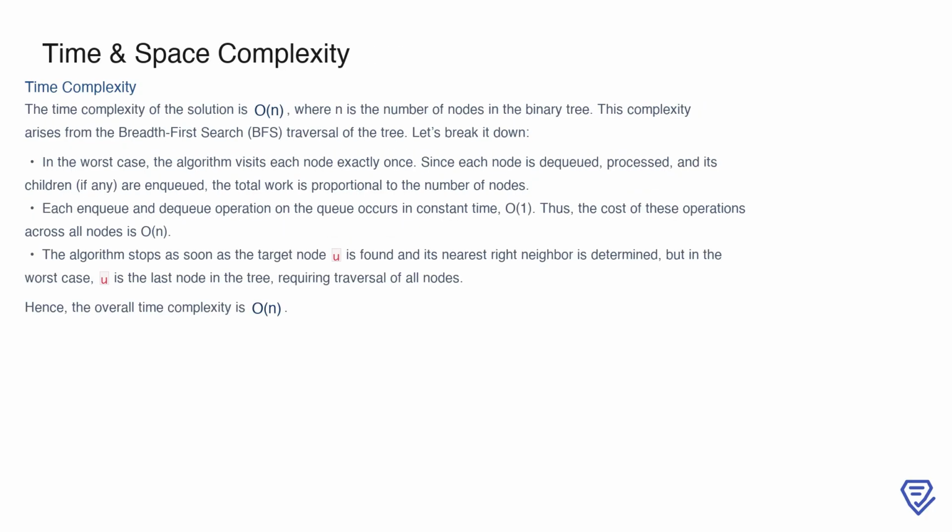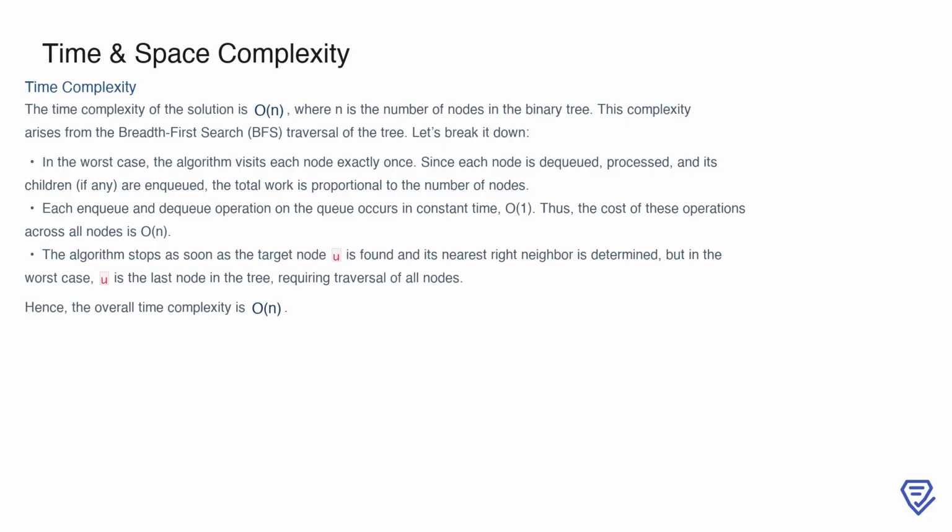The time complexity of this solution is O(n), where n represents the total number of nodes in the binary tree. This stems from the breadth-first search traversal of the tree. Here's why: in the worst-case scenario, the algorithm visits each node exactly once. Each node is dequeued, processed, and its children are enqueued, making the total workload proportional to the number of nodes.